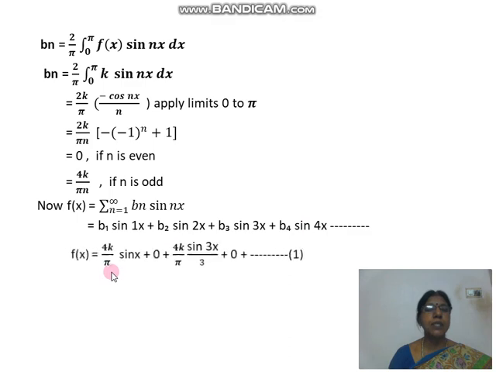Now we see this one. f of x is equal to b1, which means 4k by pi into 1, that is 4k by pi sin x, plus b2 which is 0, plus b3, which is 4k by pi into 3, that is 4k by pi times sin 3x by 3, and so on.